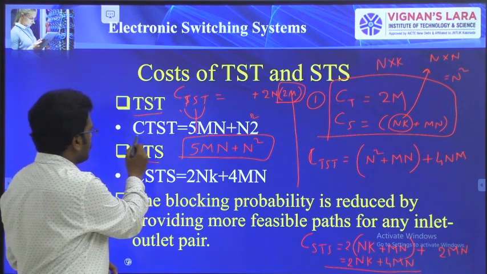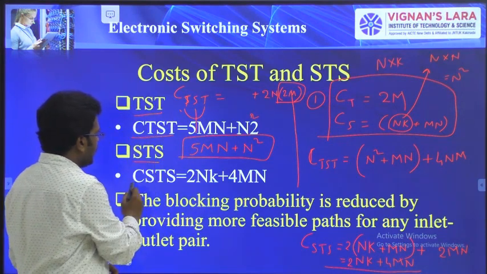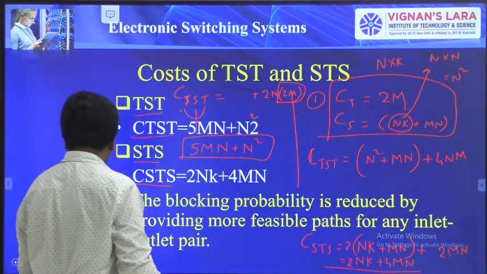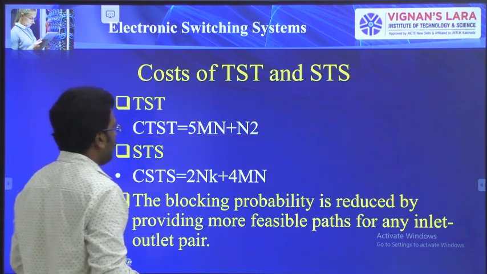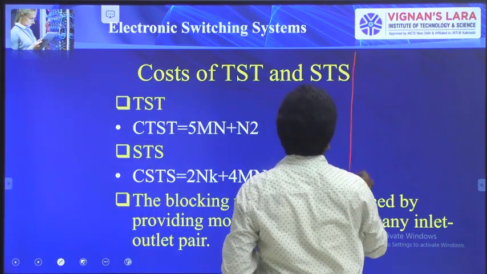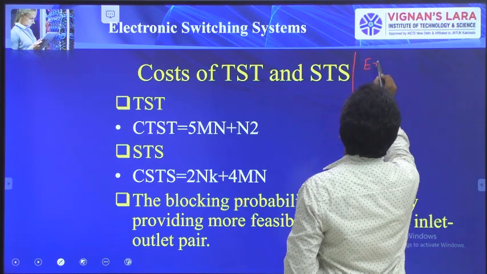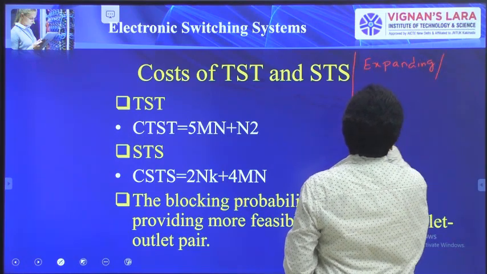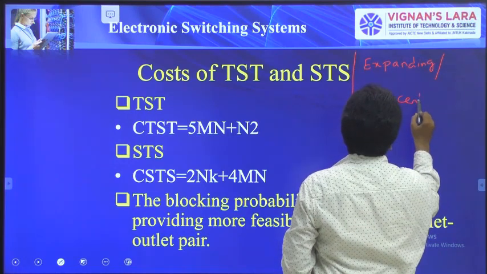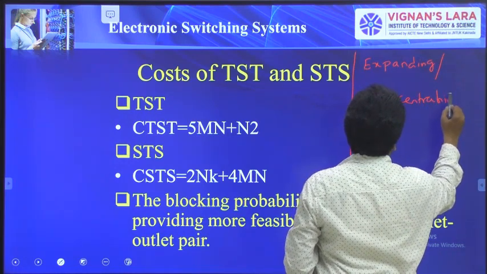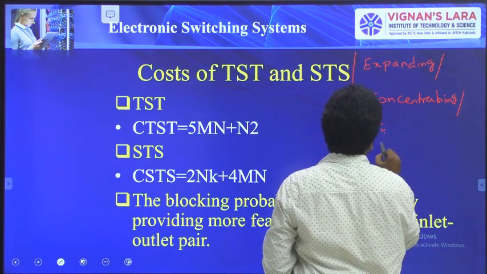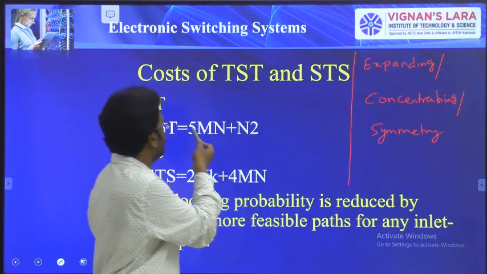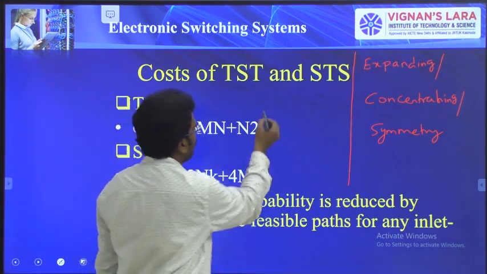So these are the formulas of CTST and CSTS. From this, what do I have to find out? For different configurations, that is for expanding, or for concentrating structures, or for symmetry, we have to find out the cost of these architectures.